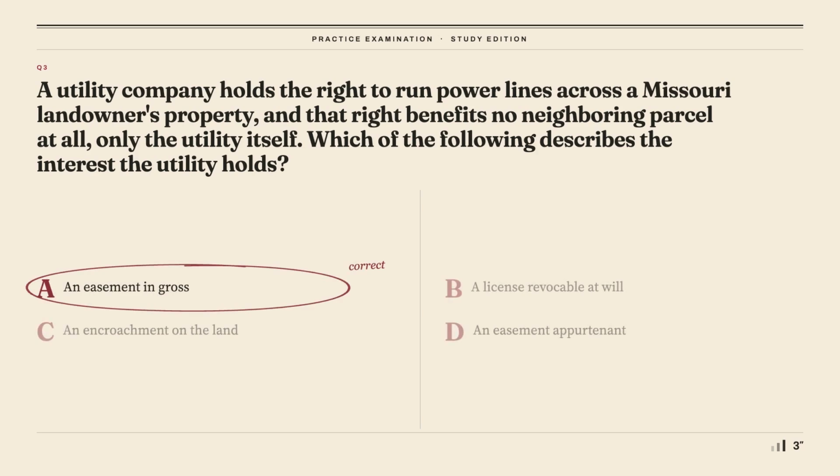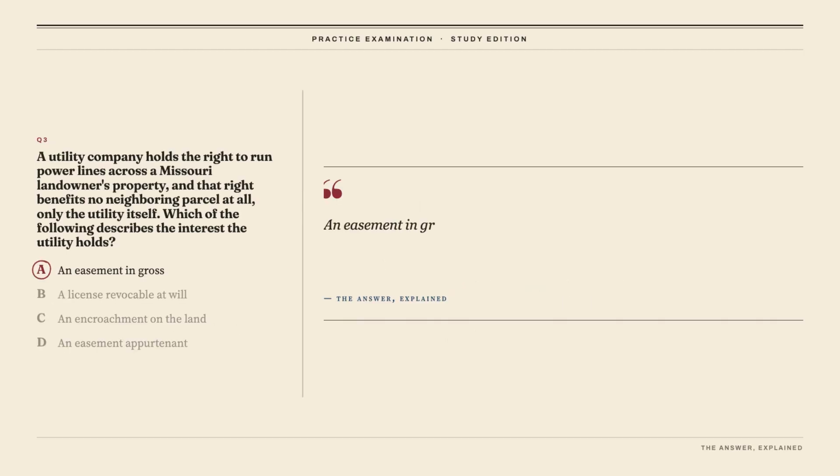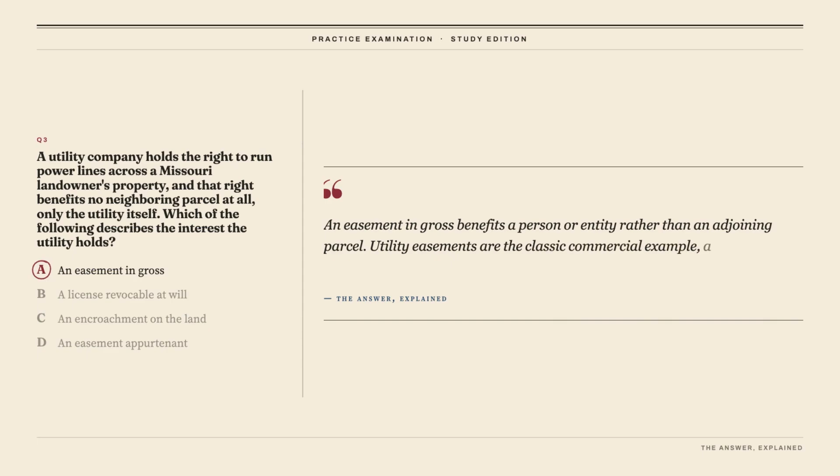The correct answer is A. An easement in gross. A is correct because an easement in gross benefits a person or entity rather than an adjoining parcel. Utility easements are the classic commercial example, and they survive changes in ownership of the burdened land.